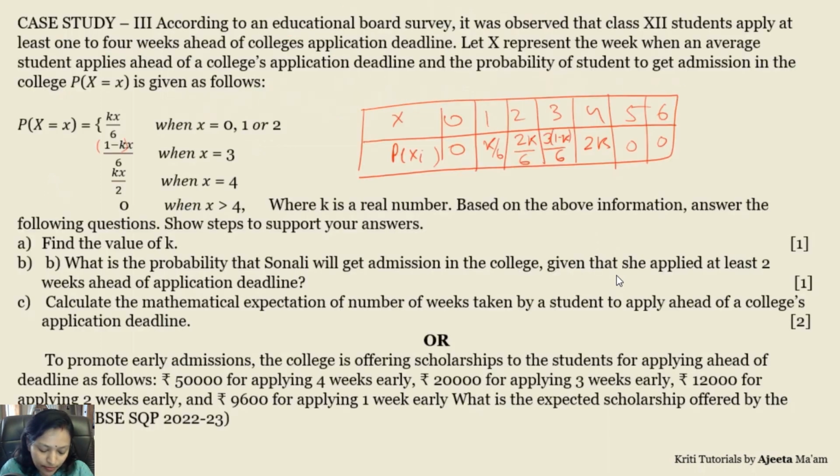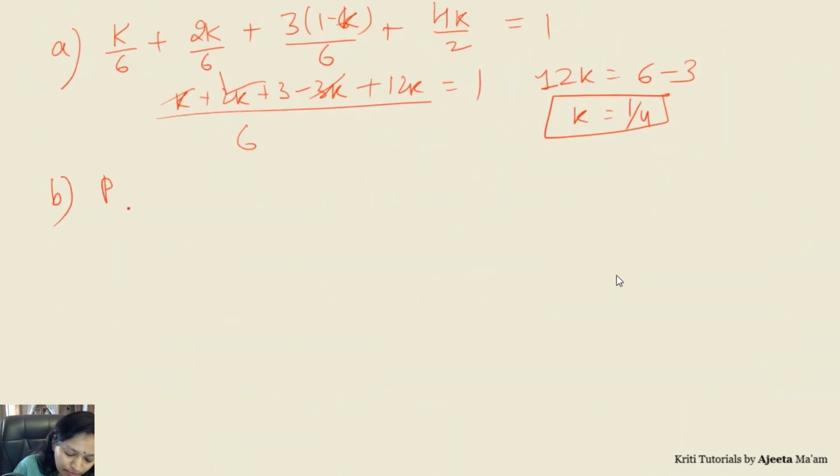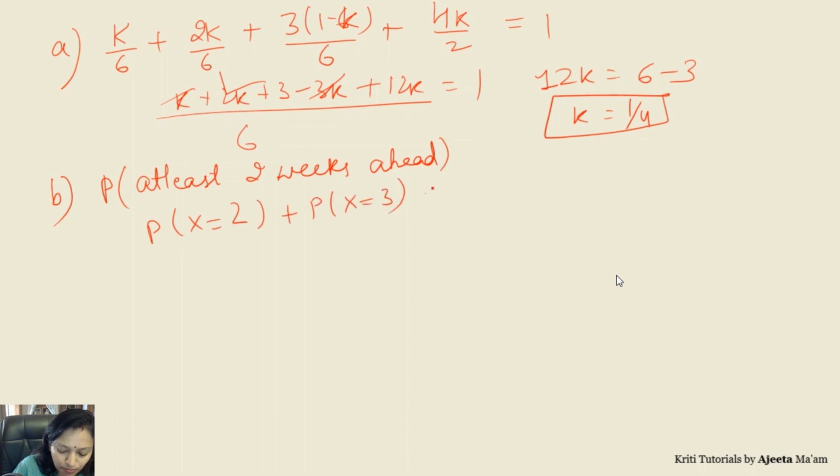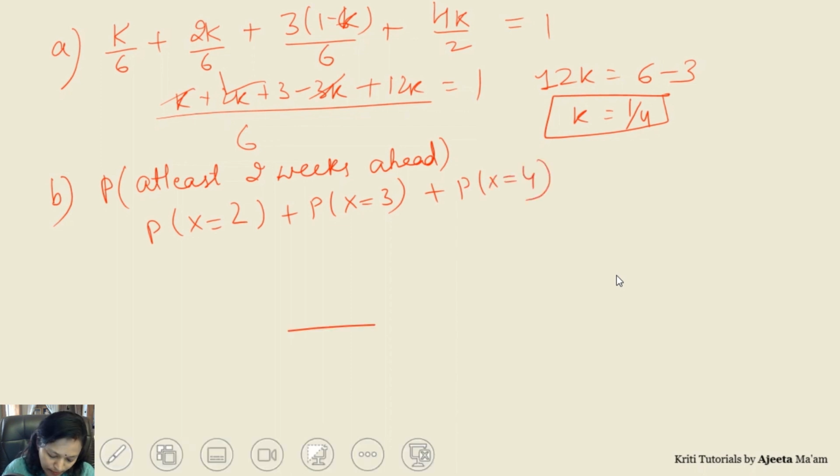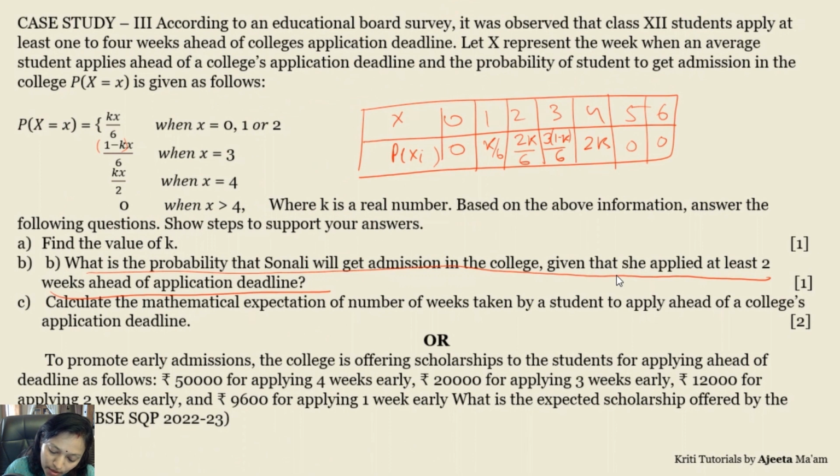Now what will be your B part? What is the probability that Sonali will get admission in the college given that she applied at least 2 weeks ahead of the application deadline? At least 2 weeks ahead of the application deadline. At least means minimum. Okay, at least 2 weeks ahead she had applied. So now we have to go for 2, 3 and 4. So what's the value for 2k by 6?